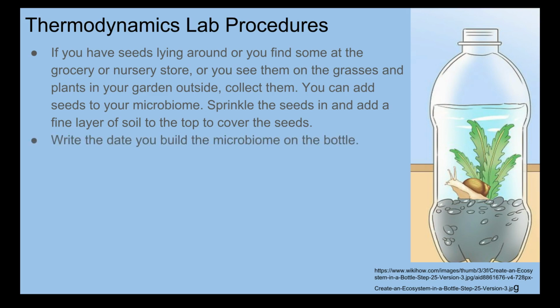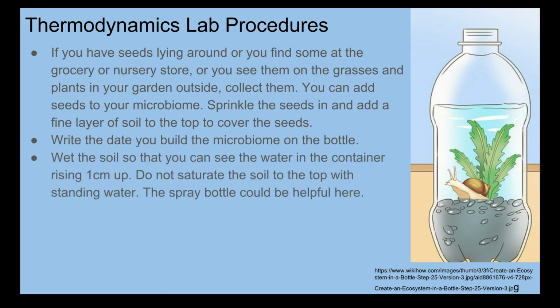You want to write the date you build the microbiome on the bottle with a Sharpie or with tape. You want to wet the soil so that you can see the water in the container rising about 1 centimeter up. So just keep in mind, like, the first knuckle of your thumb is roughly equivalent to 1 inch or 2.5 centimeters. You don't want to make this an anaerobic environment. In other words, you don't want the soil to be so wet that there's no oxygen in the soil. This will deter plant growth, which we will talk about in a future module.